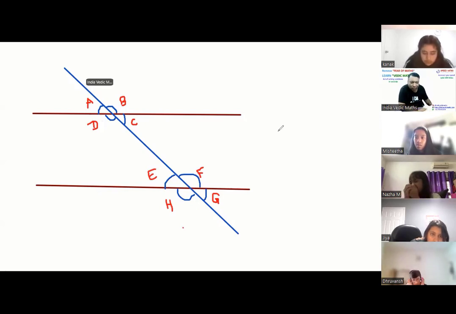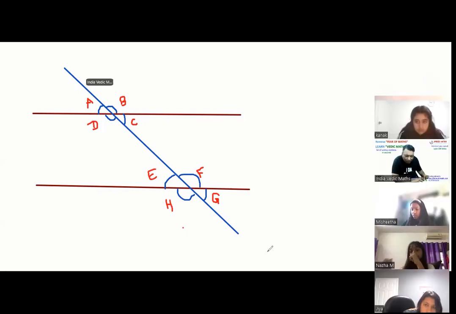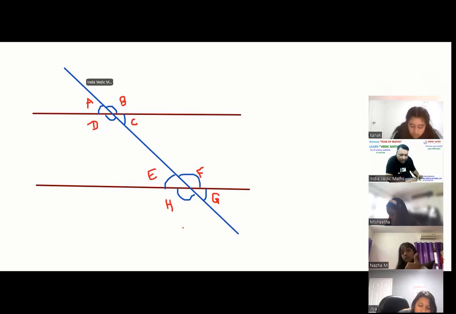And now I am going to ask the question. First, you draw the diagram. First, you make the diagram, all of you. Write down the angle names A, B, C, D, E, F, G, H. And then you are ready. Then we are going to do the question.